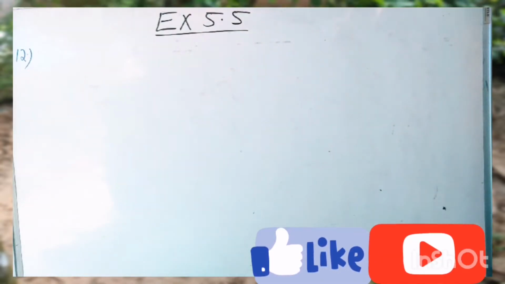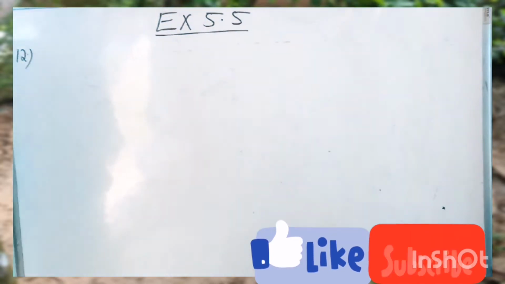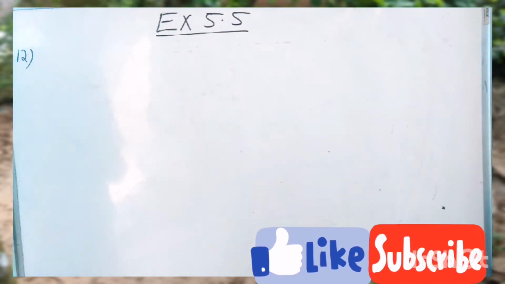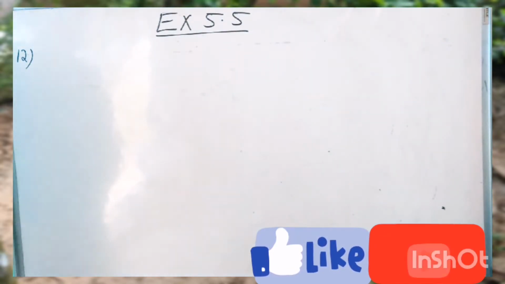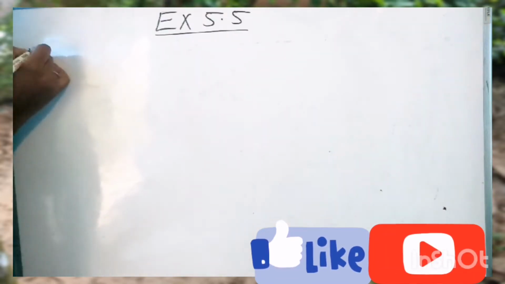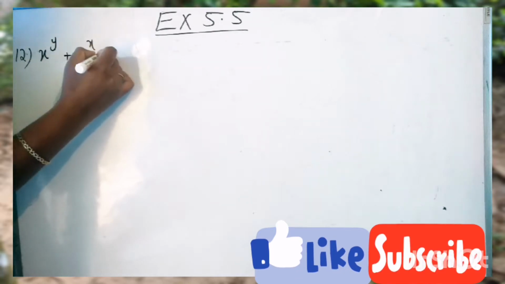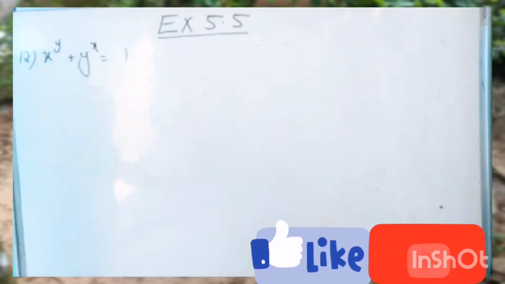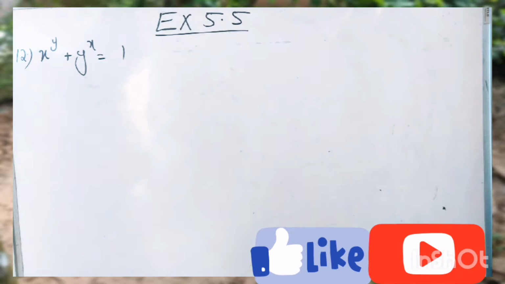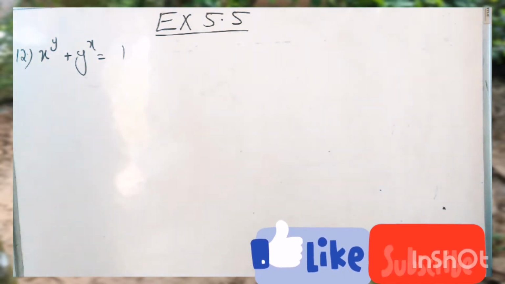Today we are going to continue exercise 5.5. Find dy by dx of the functions given in the following questions. The 12th one: x raised to y plus y raised to x is equal to 1. This is our question.